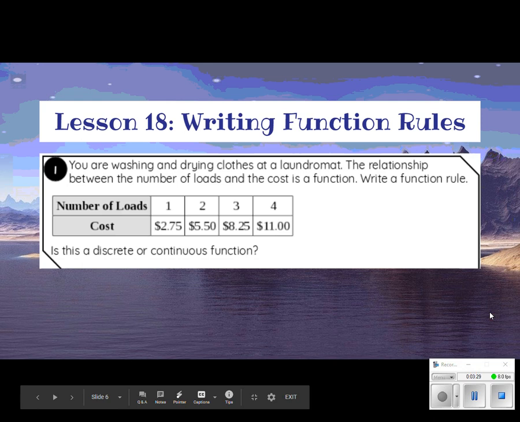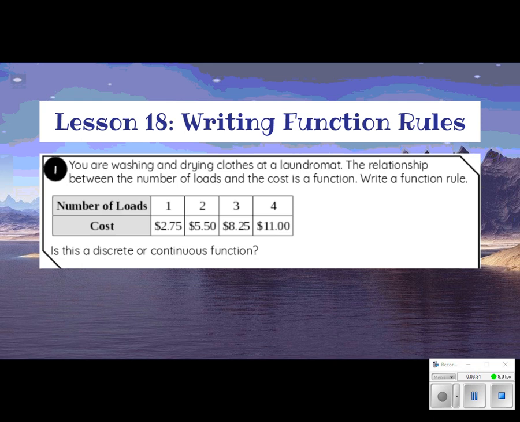Problem number 1. You are washing and drying clothes at a laundromat. The relationship between the number of loads and the cost is a function. We're going to write a function rule. That means it needs to be in function notation. We're going to start with the idea of, is this a discrete or a continuous function? So we're going to go back and review that a little bit. So remember that a continuous function allows you to use all the numbers, fractions included.